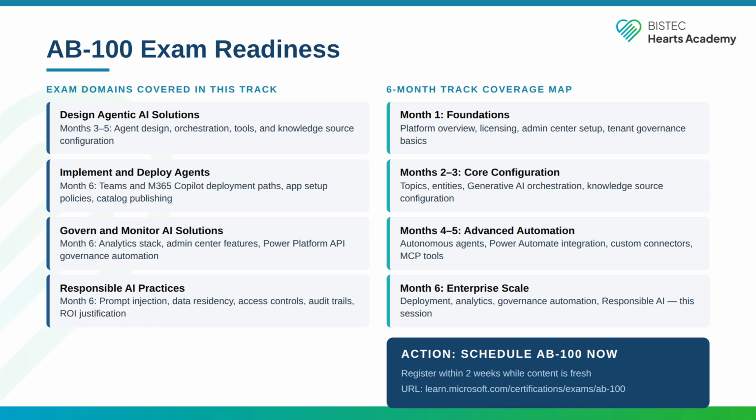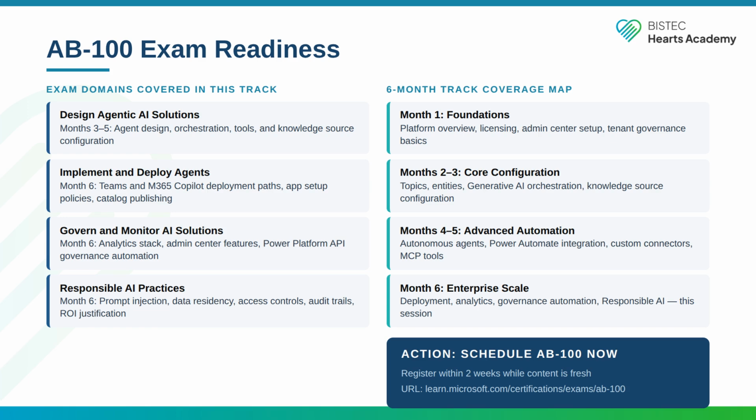Month 1 established platform architecture, the licensing model, admin center navigation, and tenant governance foundations. Months 2 and 3 built core configuration competency: topics, entities, generative AI orchestration, and knowledge source integration. Months 4 and 5 extended that into advanced automation, autonomous agents, Power Automate integration, custom connectors, and MCP tools. Month 6 scales all of it to enterprise deployment.